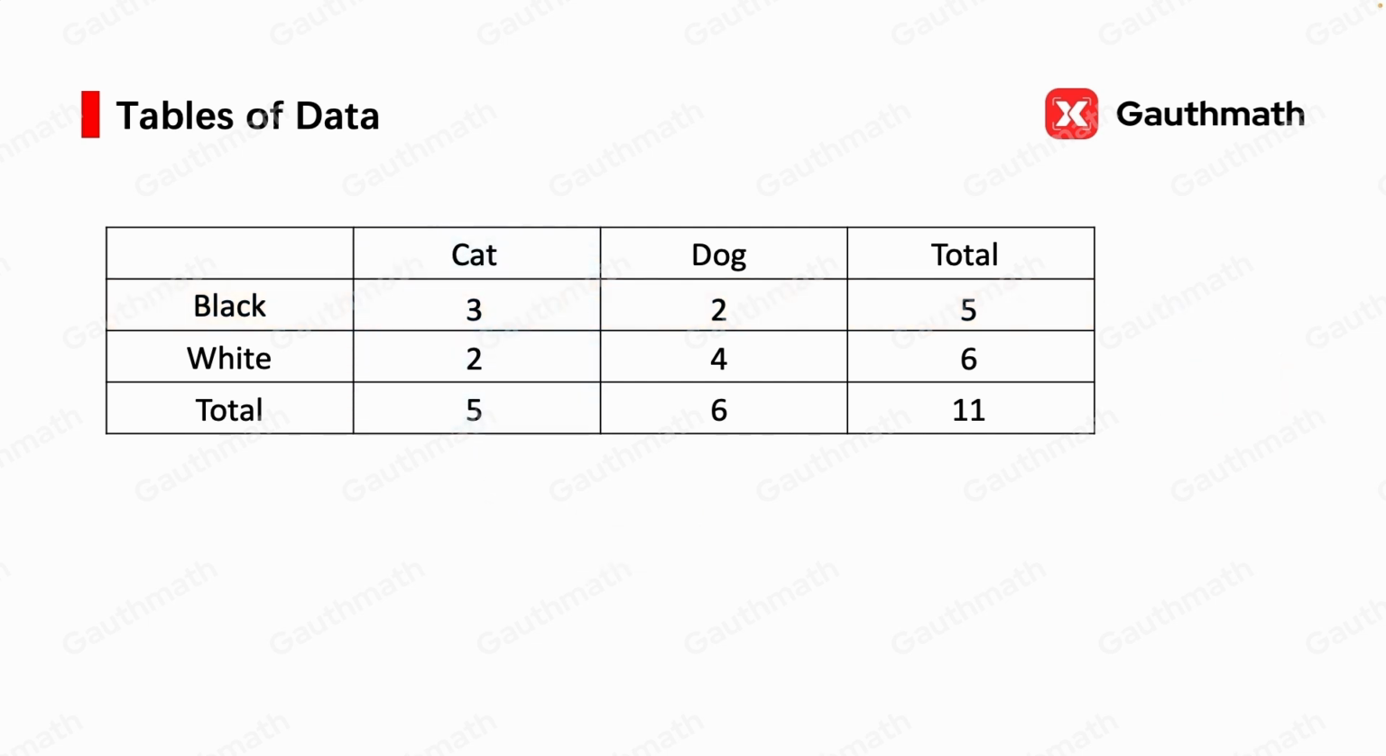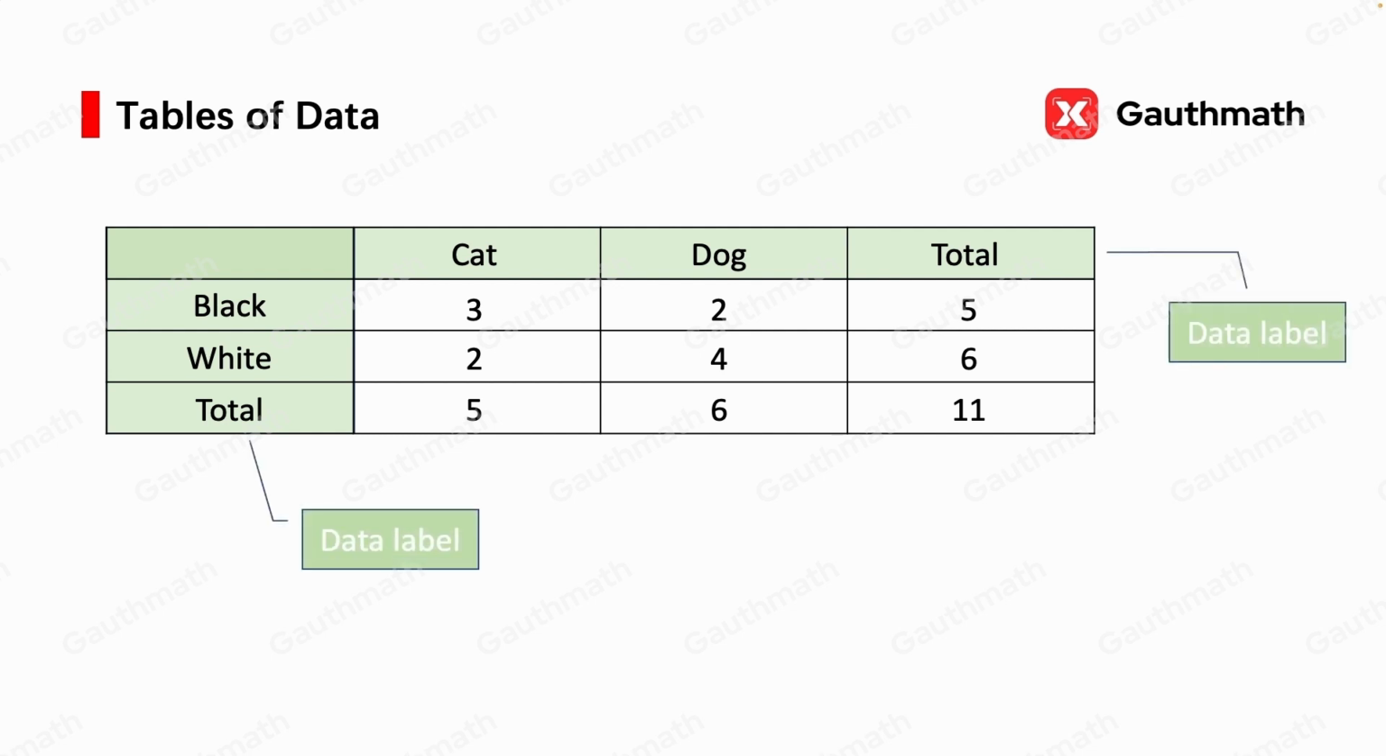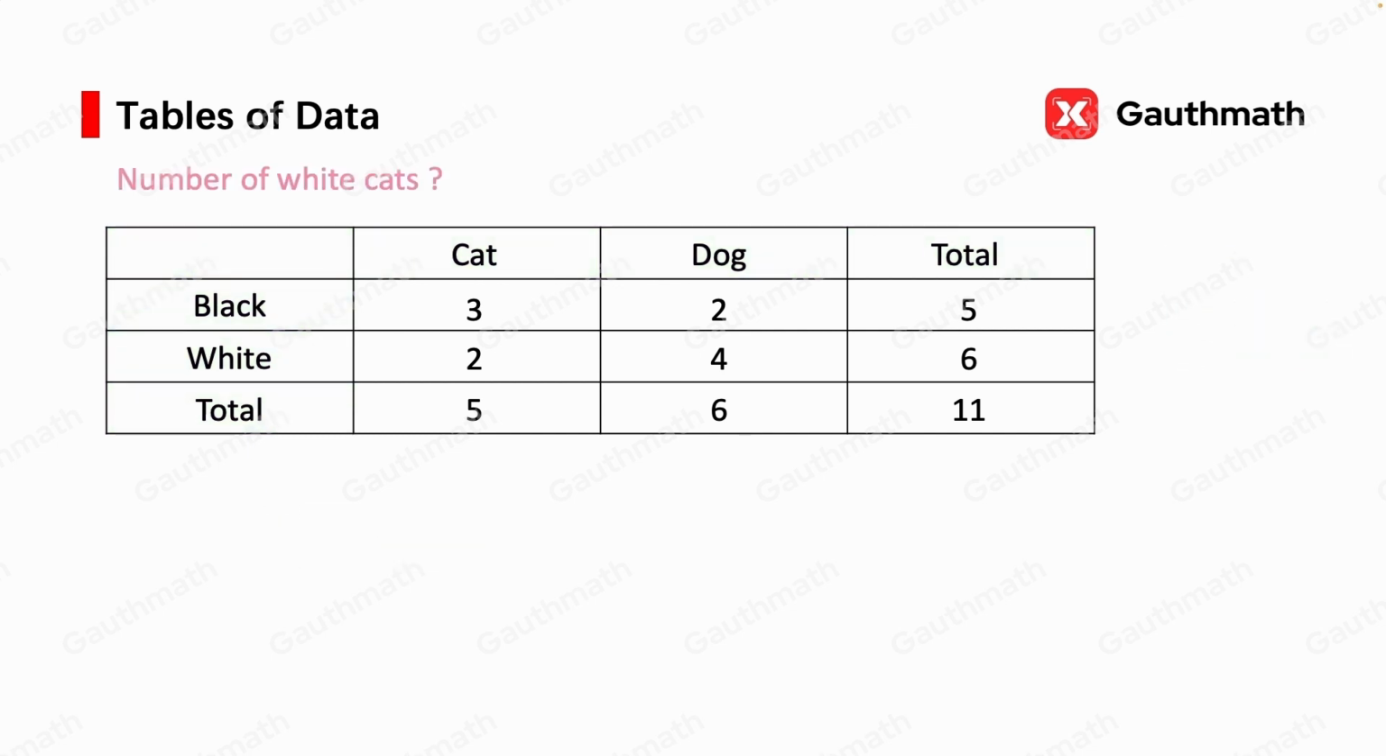The first row and first column in a table will always have labels that help identify the information in the table. So suppose we want to find the number of white cats. We first locate the label white, which is on the third row, and then locate the label cat, which is on the second column. We say the intersection for white cat is the box with the number 2. Thus we know there are 2 white cats.